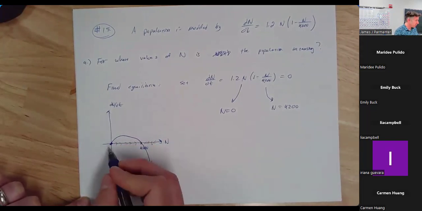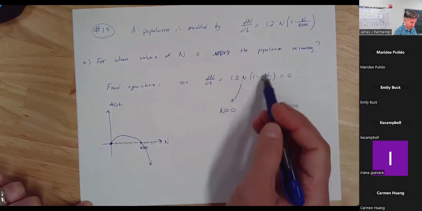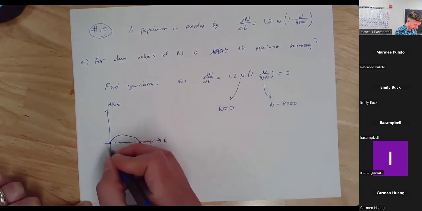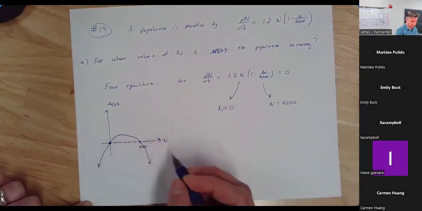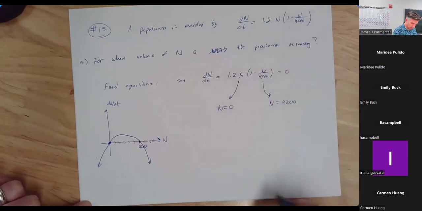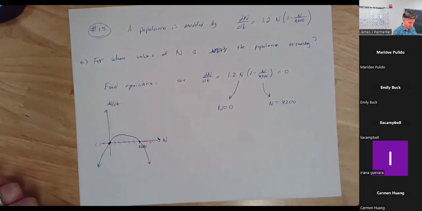Over here to the left of 0, if n is negative, well, n is negative, so that part's negative. And n being negative means this part's positive. So a positive times a negative is going to be negative. Not super surprising, because if you multiply this out, it would just be a parabola and it would be downward opening. So to answer question A, for what values of n is the population increasing?